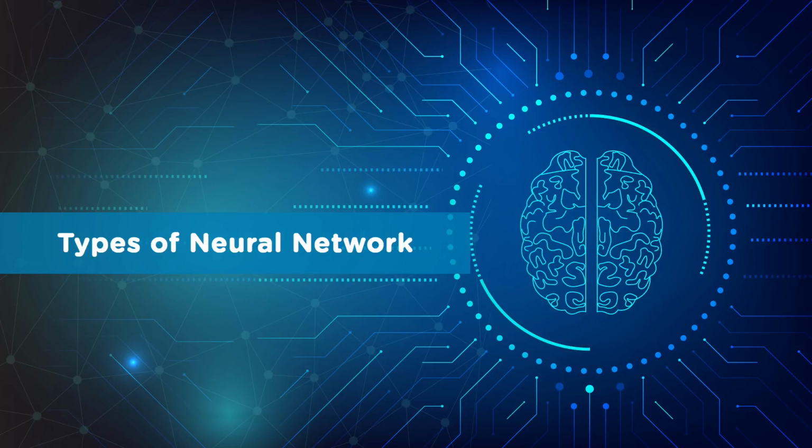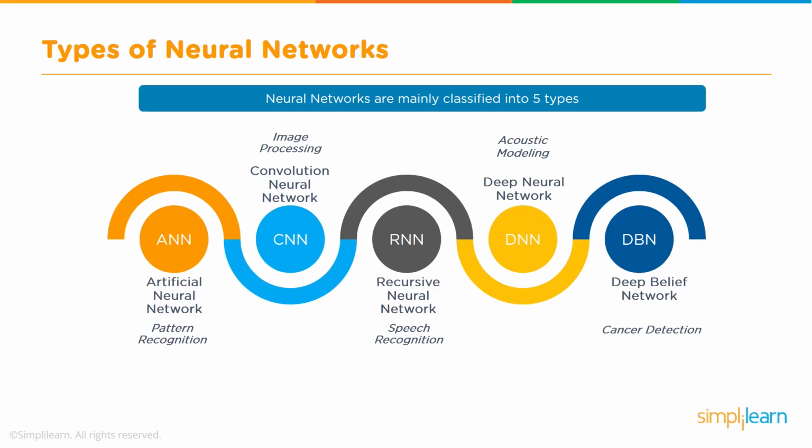Now that we have a good idea about Perceptron, let's take a look at what a neural network is. We have seen what a perceptron is, we have seen what a neuron is, so we will see what exactly a neural network is. A neural network is nothing but a network of these neurons, and there are different types of neural networks. There are about 5 of them: artificial neural network, convolutional neural network, recursive neural network or recurrent neural network, deep neural network, and deep belief network.